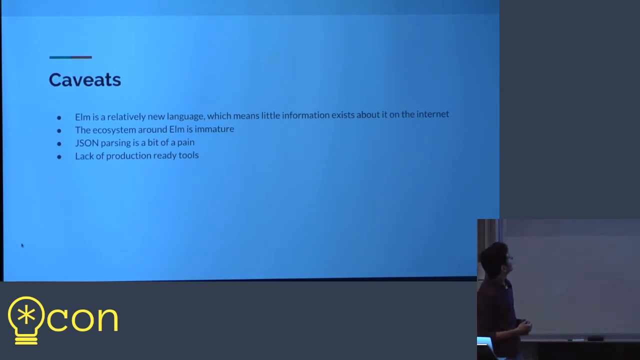There's also the ecosystem around Elm, which is immature. And by that, I mean that there is a lack of good libraries. There just aren't enough libraries written natively in Elm. For example, you don't have an audio library yet in Elm. Another personal pain point is that JSON parsing is a massive pain, and there is a lack of production-ready tools because it's such a new language.